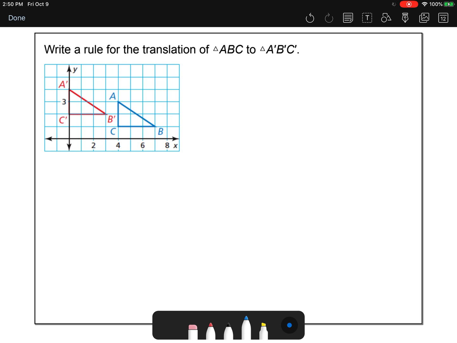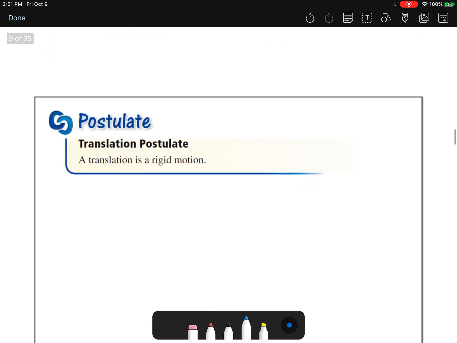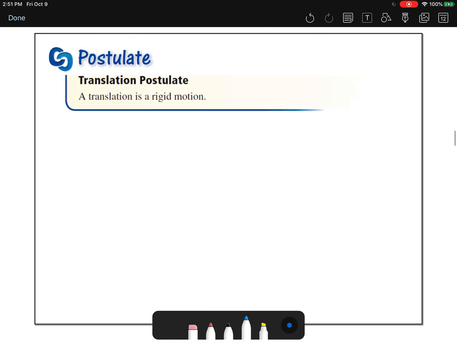Okay, what's the rule for this translation? We'll look at A, then A prime. This is A. This is A prime. So we're going backwards, right? So we're going left, 1, 2, 3, 4, and up 1. So the vector would be negative 4, 1. Left 4, up 1. Does that work for B? Yep. Does it work for C? Yep. So that is the rule. We call that a rule.